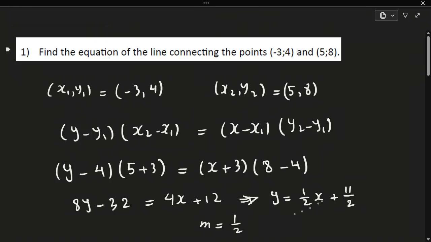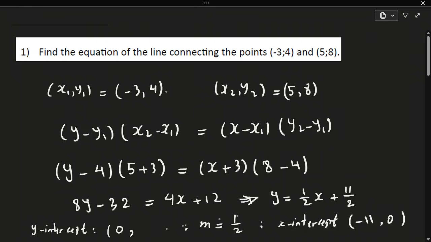And about the y-intercept and x-intercept, if I want to find the x-intercept, then we need to give 0 for y and find the x value. If y is 0, then x becomes -11. And for the y-intercept, if I give 0 for x, then I can get 11/2 for the y-intercept. Now I can connect these points on the x and y-axis and show the graph of the line.